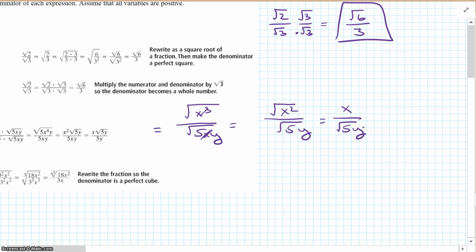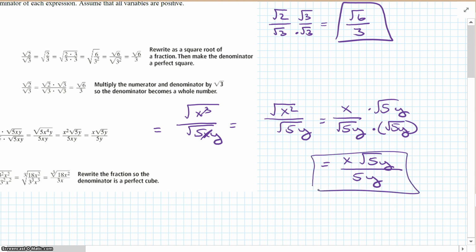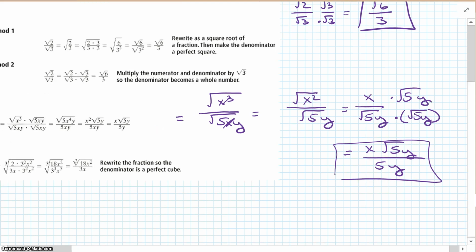So now we've simplified it. Simplify it first. Simplify it first. Now, what do I have to multiply the bottom by to get rid of the radical sign? Well, I have to multiply it by the square root of 5y. So I'm going to get x times the square root of 5y over 5y. Nothing else will cancel, so we're done. Again, you don't have to do the simplification first. It just saves you so much work in the beginning.